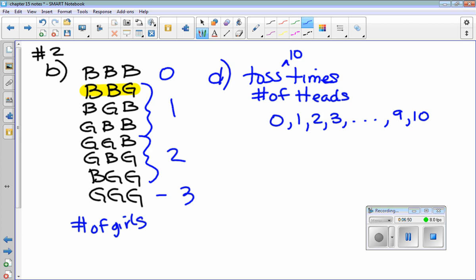If it says just the order of children, then I want the PPG thing. I think that's what I want on your quiz, right? It lists all possible outcomes. I'm not going to make you list all possible outcomes for 10 tosses, because that would be phenomenal, and that would take up 2 pages of paper.